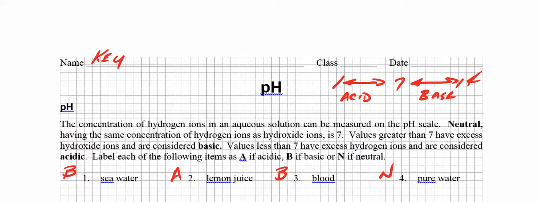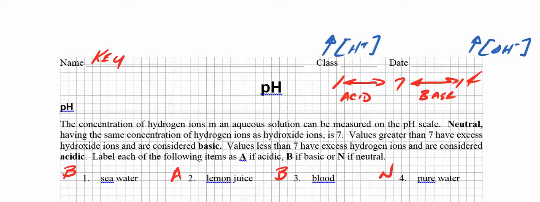So when we measure pH, what we're really measuring is hydrogen ions and hydroxide ions. On the left-hand side of the scale, we're going to have a high concentration of H+, and on the right-hand side, we have a low concentration of H+ but a high concentration of OH-, just like that. Values greater than 7 have excess hydroxide ions and are considered basic. Values less than 7 have an excess of hydrogen ions and are considered acid.